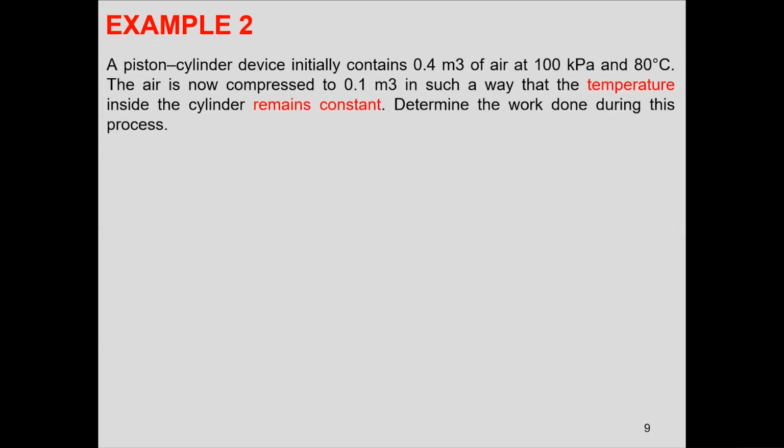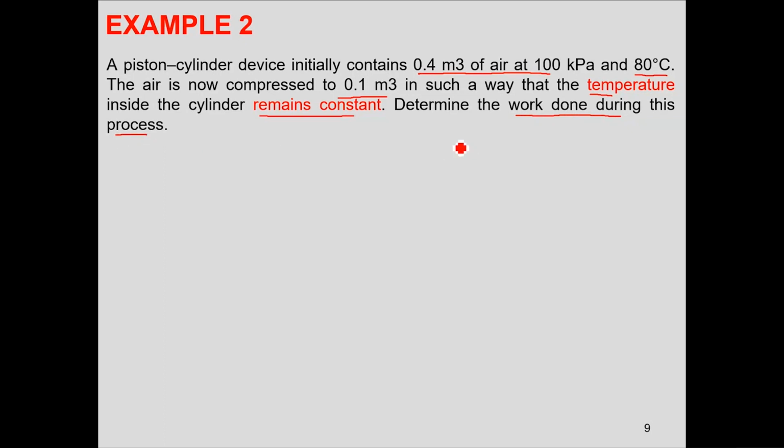Now moving on, you have another example which says that a piston cylinder device initially contains 0.4 meter cube of air at 100 kilopascal and 80 degrees centigrade. The air is now compressed to 0.1 meter cube in such a way that the temperature inside the cylinder remains constant. You have to determine the work done during this process, or the boundary work done during this process.